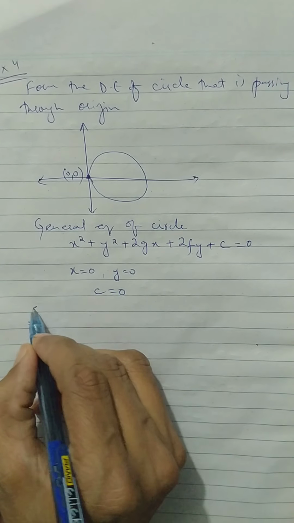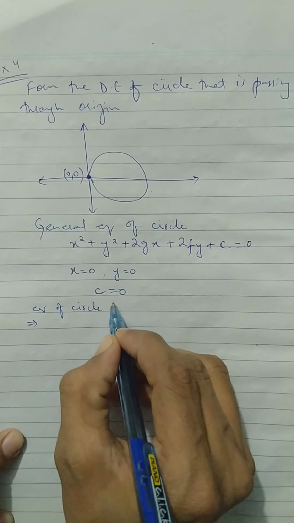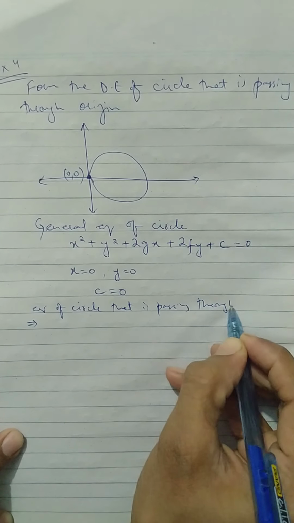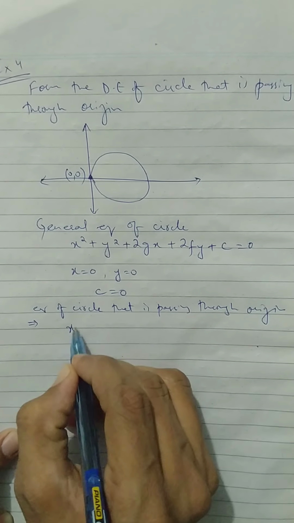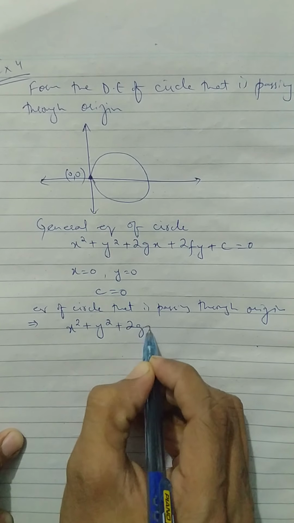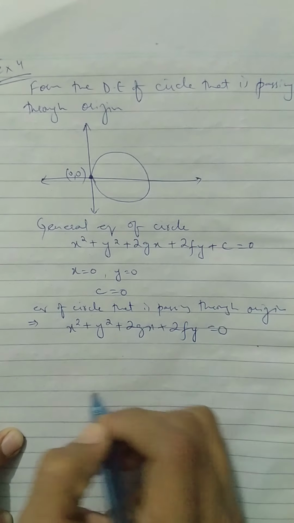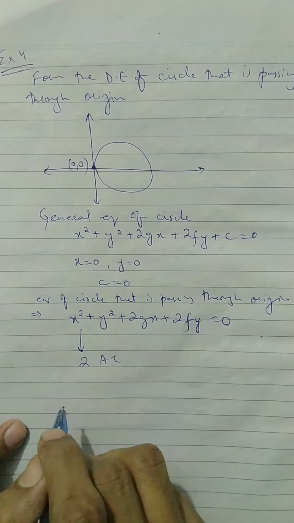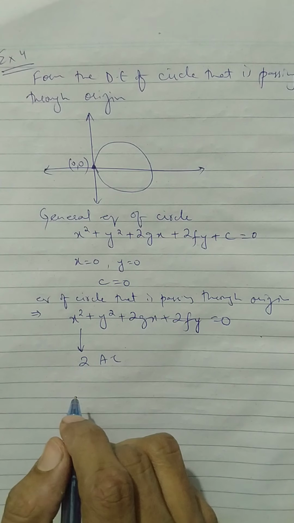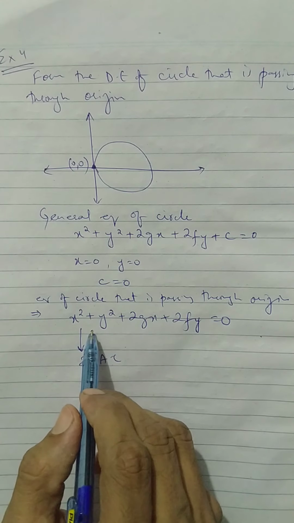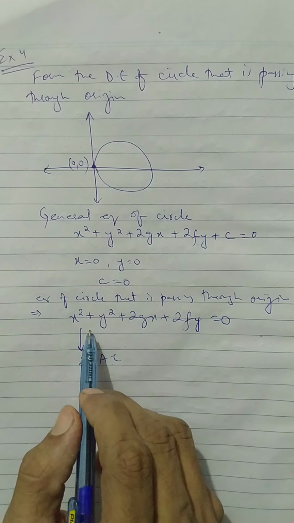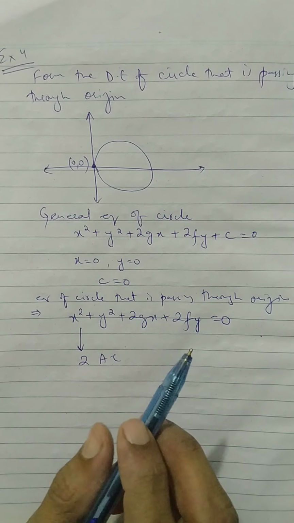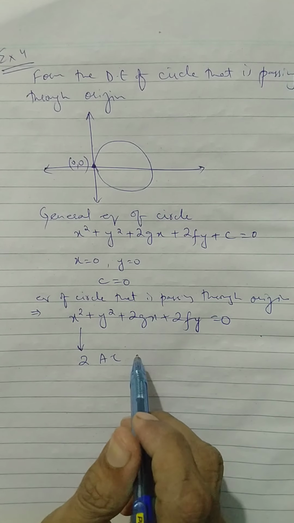That means the equation of circle that is passing through origin will be x square plus y square plus 2gx plus 2fy equals 0. So again we have two arbitrary constants. That means we have to differentiate the above equation 2 times with respect to x, of course, and then we have to eliminate the arbitrary constants. So this is your target, to form the differential equation of the circle.